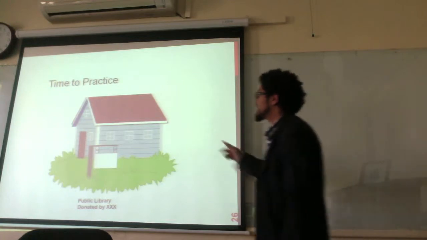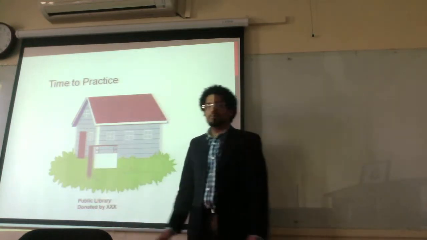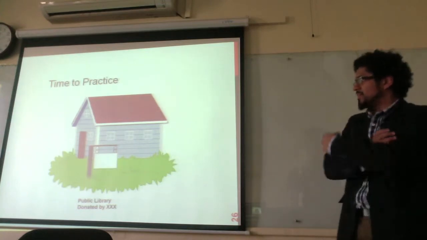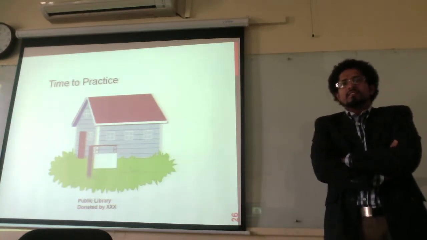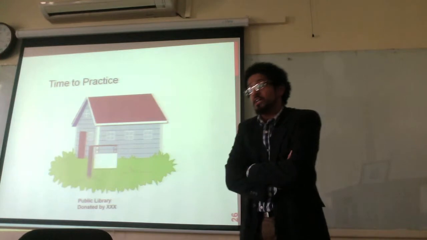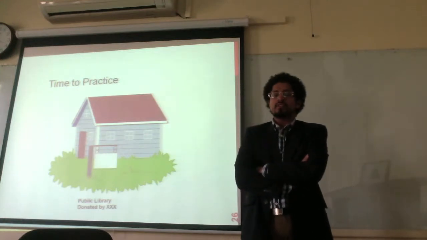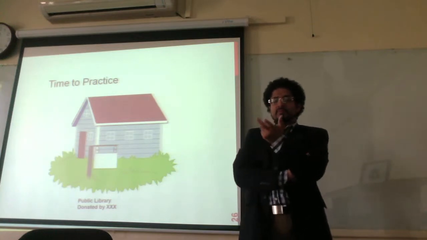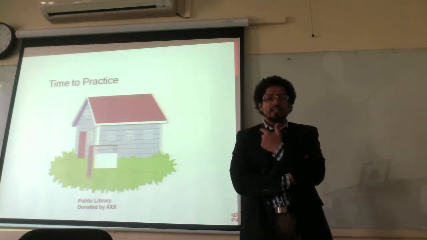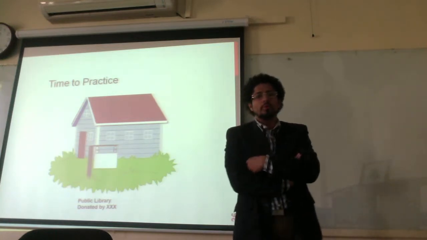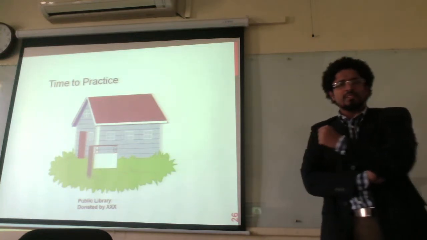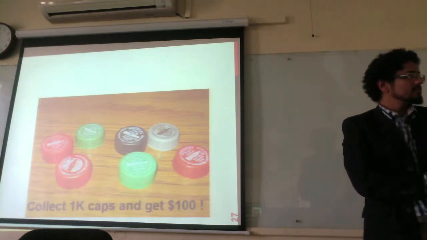Next, public library, donated by XYZ. We don't know the person, but it's a public library that's donated by a particular party. This is actually, we're going to see later on, a contract. It's a one-way contract, but if you donate something, the party that's accepting still has to accept that donation. And so it's considered a one-way contract. So I just wanted to bring up that example here.